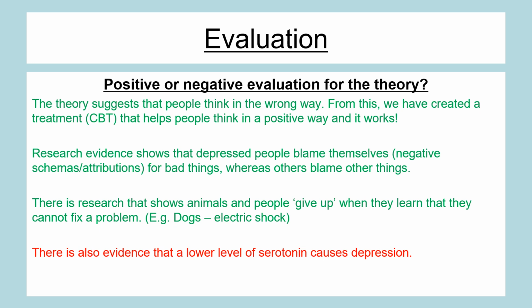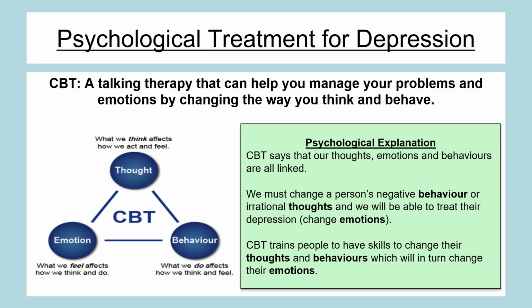Okay, so the last thing you need to be aware of is the psychological treatment for depression, which is cognitive behavior therapy, a talking therapy that helps you manage your problems and emotions by changing the way you think and the way that you behave. Now, for this, you need to know essentially how CBT works. You need to know if it's any good, and a quick piece of research into this as well. So again, let's go as fast as we can because this is already turning into a bit of a long video.